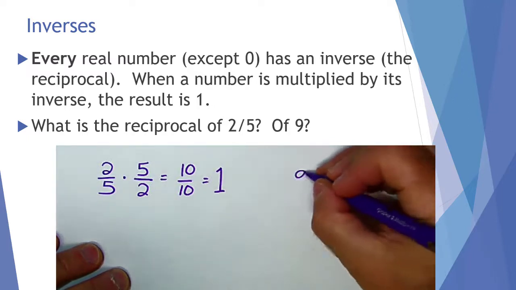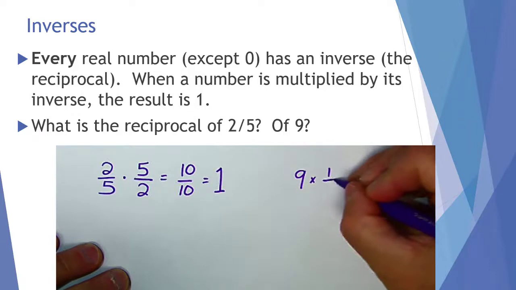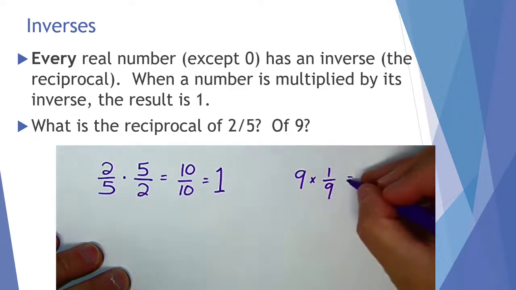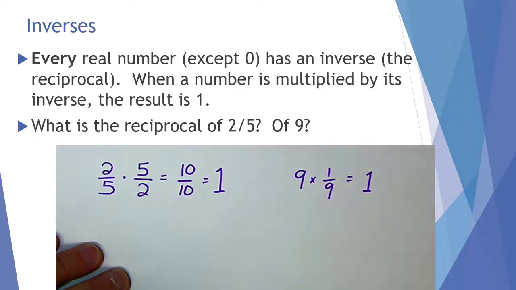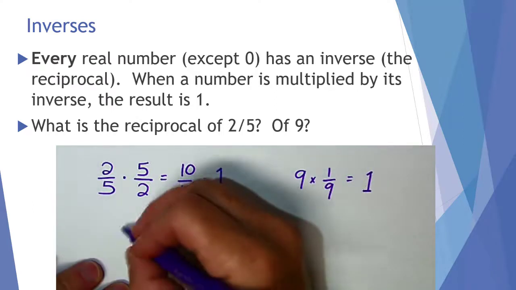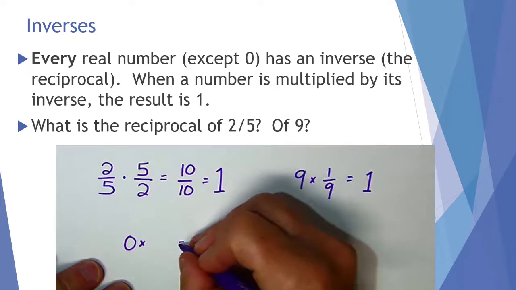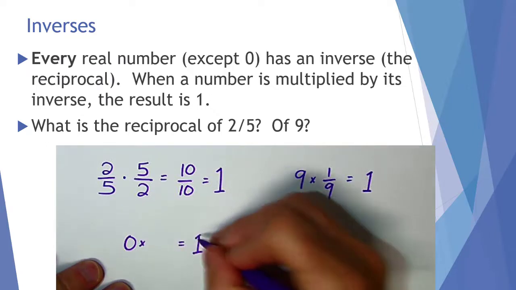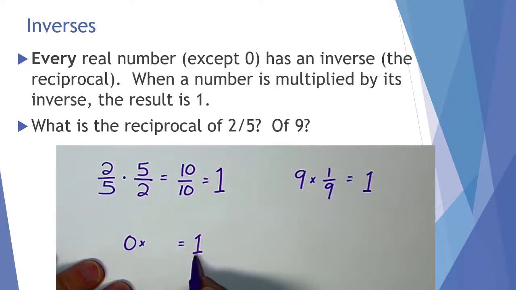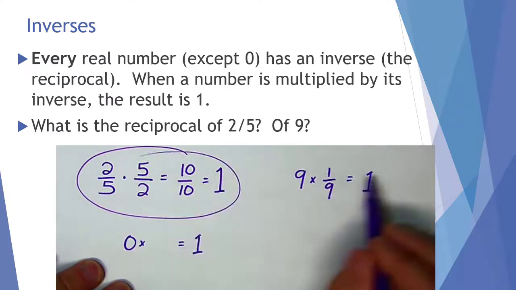What's the reciprocal of 9? Well, the reciprocal of 9 is 1/9. And 9 times 1/9, of course, is equal to 1. So again, we get the identity. But notice that there is nothing we can multiply 0 by. 0 has no reciprocal that I can multiply to get the identity, because 0 times anything will be 0 and it'll never be 1. So not all numbers have reciprocals, but most do.